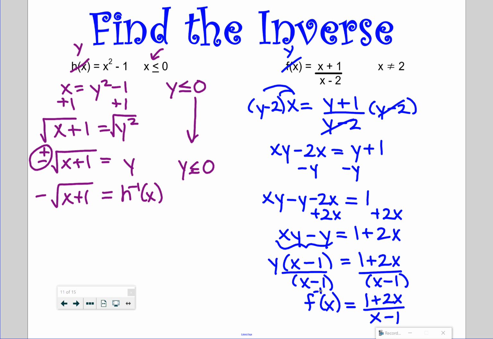Okay. Again, if you want to check it, you could plug one function into the other, which might be a little messy for this one, or you can just graph the original equation and your answer at the same time and look for that reflection over the line y equals x.